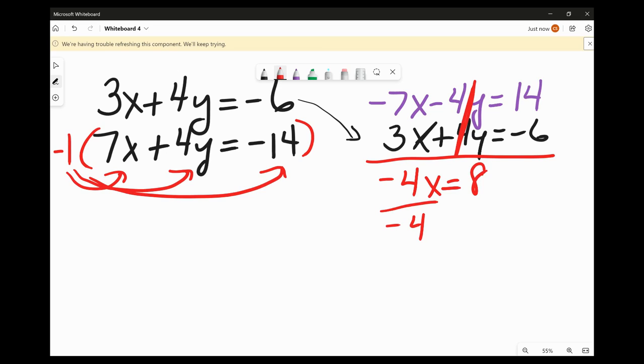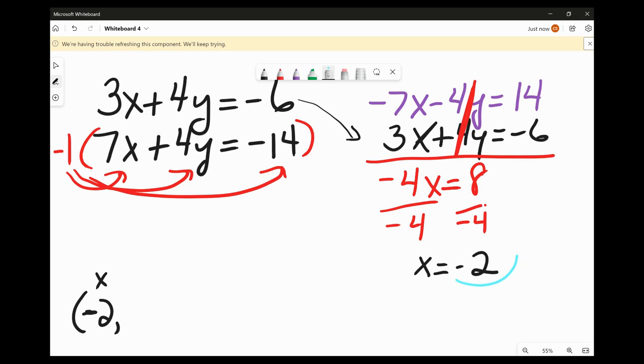You divide both sides by negative 4. x equals negative 2. So I know the x value in my solution is negative 2. Now I have to find the y value.